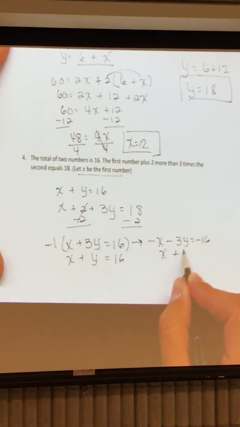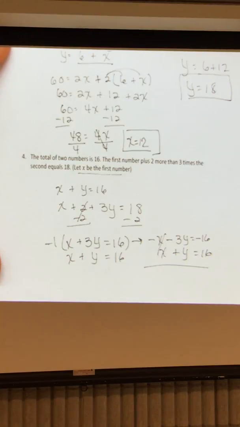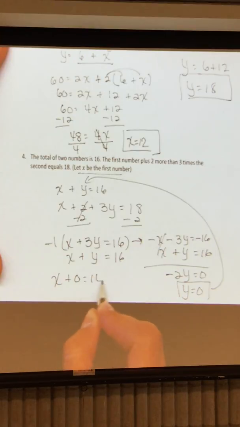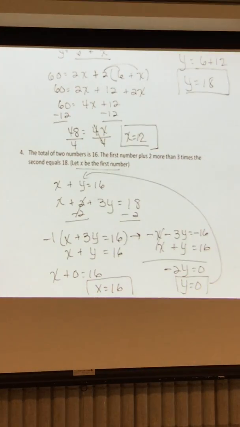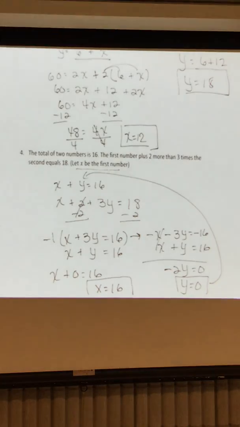And now combining like terms here, my x's cancel. Negative 3y plus y is negative 2y is equal to 0. Therefore, y is equal to 0. Substituting the 0 into my equation, I have x plus 0 equals 16. Therefore, x is equal to 16. And that is my solution, 16, 0. And that completes our chapter 4, sections 3 and 5.